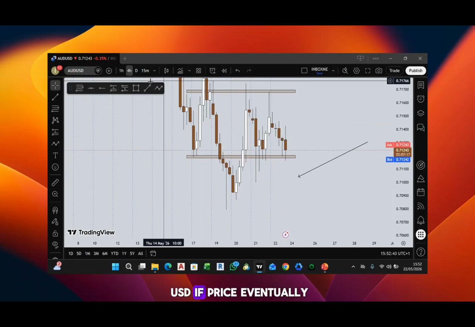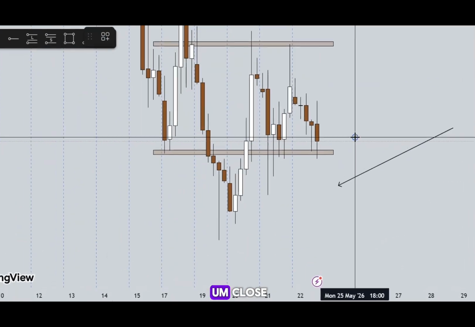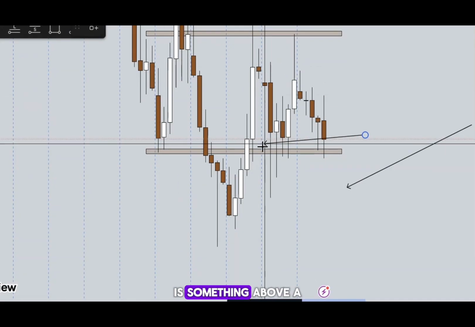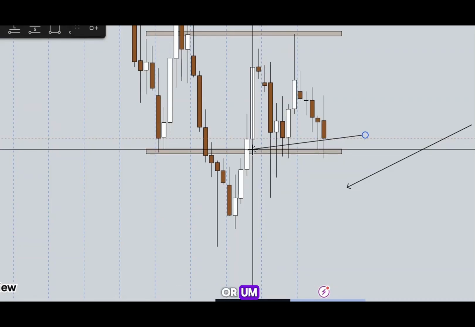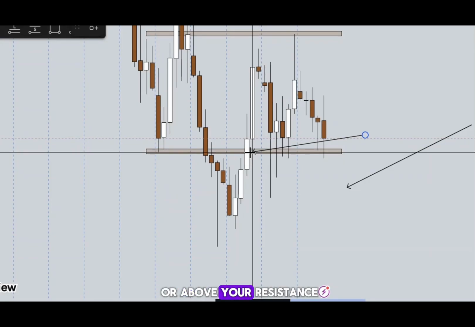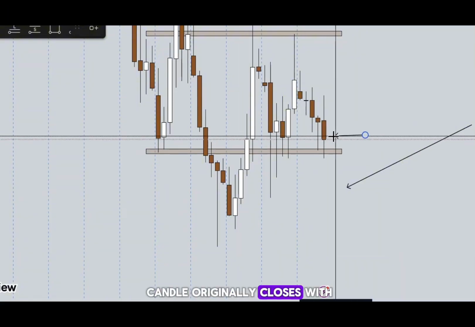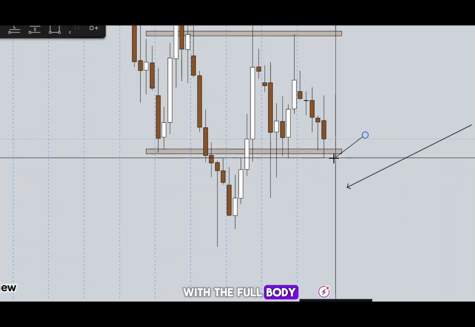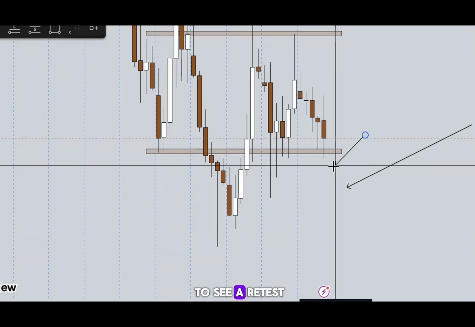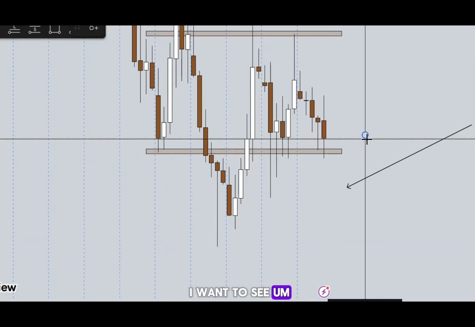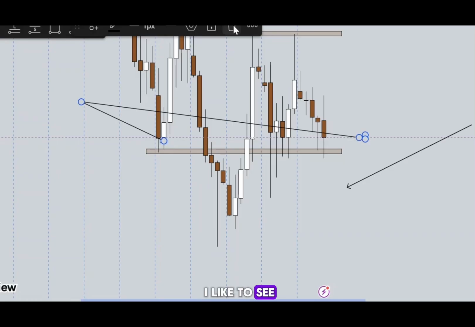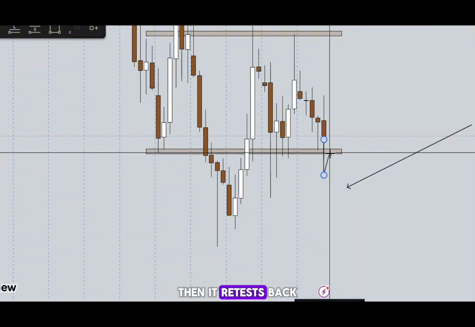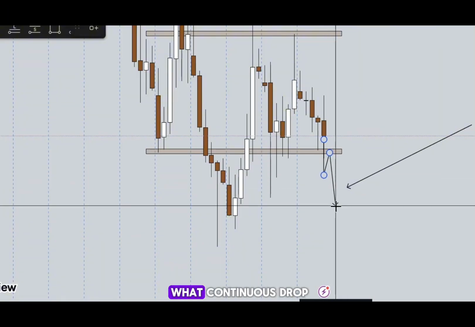Looking at this AUUSD, this is a zone of support and resistance. When you call a breakout, it is something above a resistance or below a support. So if this candle eventually closes with the full body, not just a wick, because you can see that here is just a wick, if it closes with the full body below here, then I want to see a retest of the candle. Let me draw what I like to see. I want to see something like this: the candle closes here, then a retest back to the zone, then a continuous drop.